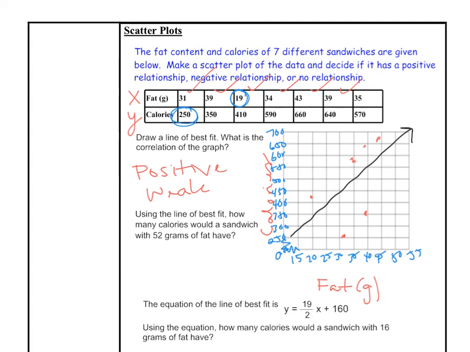Now we're going to use the line of best fit to see how many calories a sandwich with 52 grams of fat would have. So we'll use black. If I'm at 52 grams of fat, that's right over here. So I'm going to follow that up to my line and then follow it over. So that's really close to 700. Maybe it's about 690 calories. So quite a bit of calories if I have 52 grams of fat, and I did that by using my line of best fit on my graph.